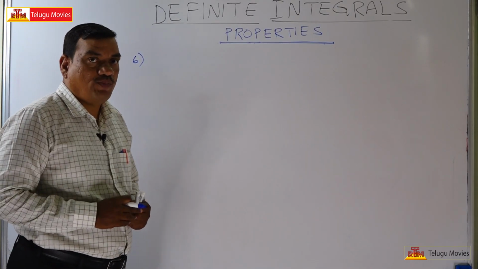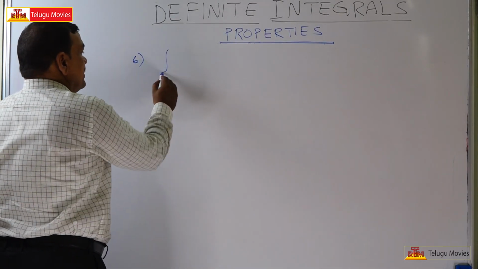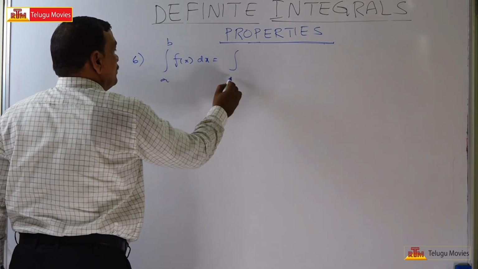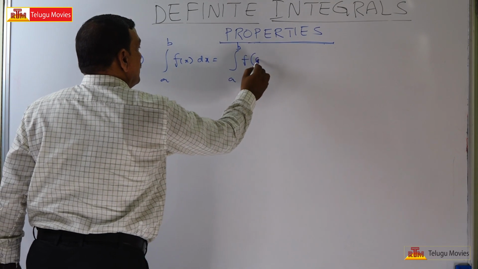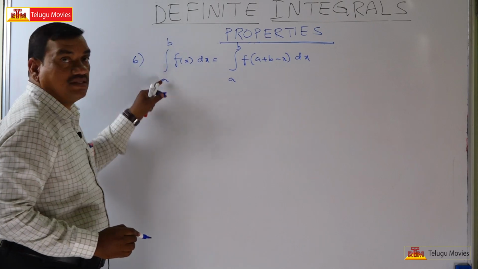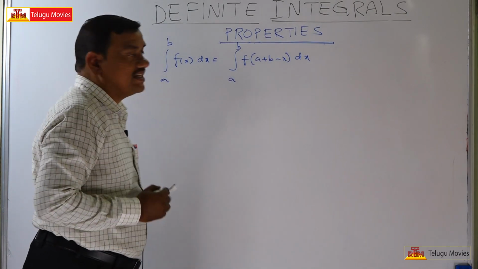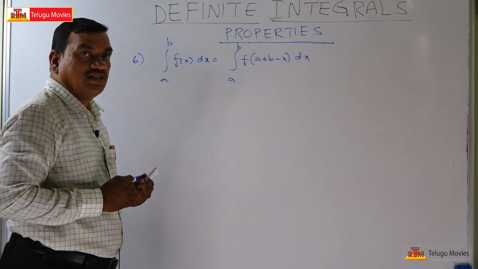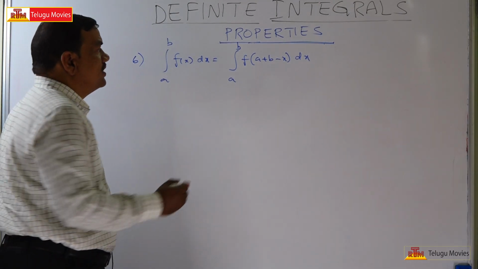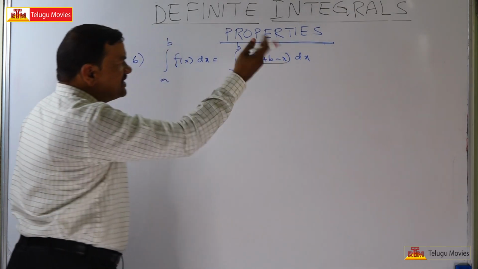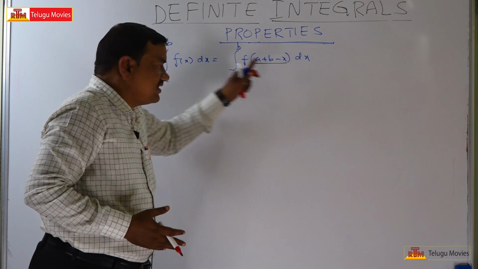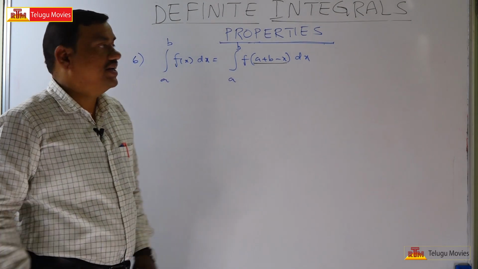Welcome to the next property. The property is this: integral a to b of f of x dx is equal to integral a to b of f of a plus b minus x dx. Both these integrals are equal. So let us see the proof of this. Okay. Whatever it may be, you concentrate on the right hand side. In all these properties, we prove that the right hand side is equal to the left hand side. That will be very easy.